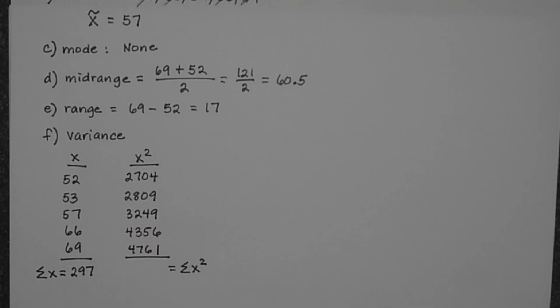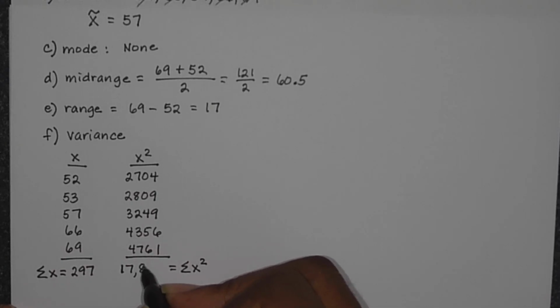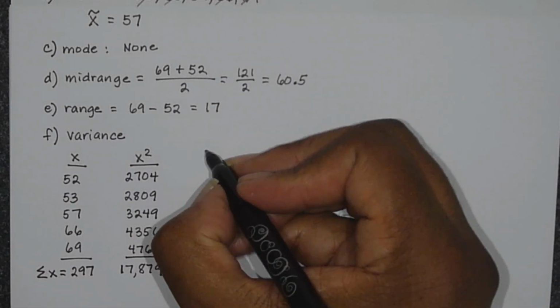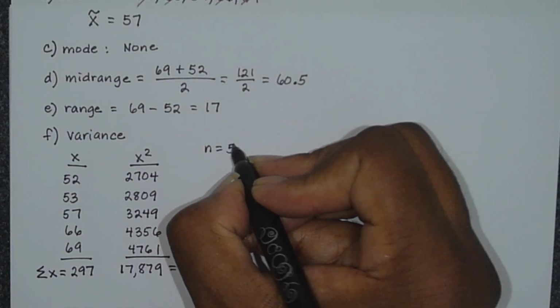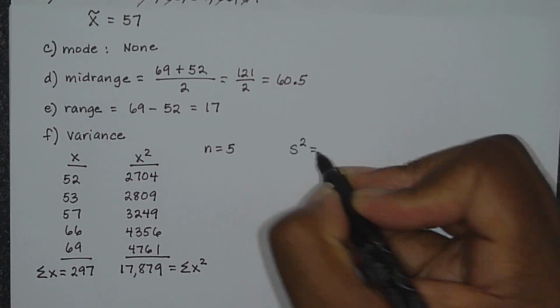Okay. What would the sum of these x squares be? 17,879. Right. Now we're going to use those to find out. And of course, n is going to be 5. There were 5 data values there. So this is how we find the variance.